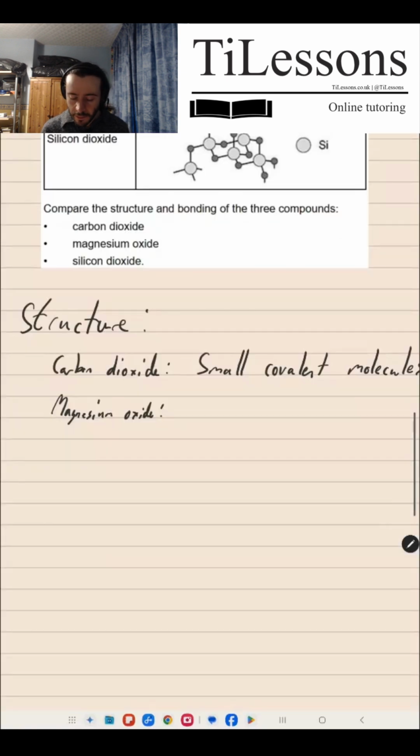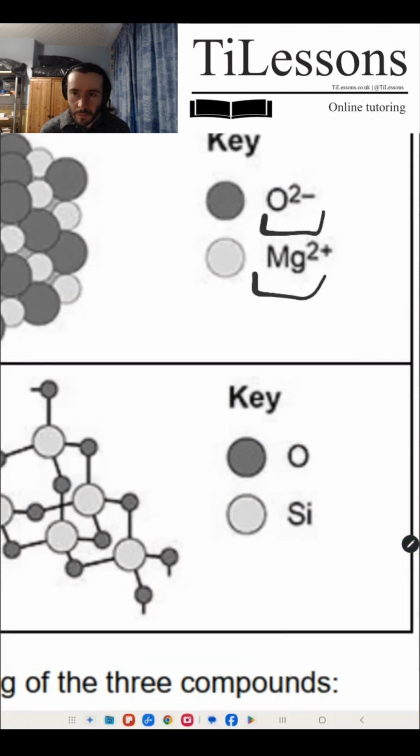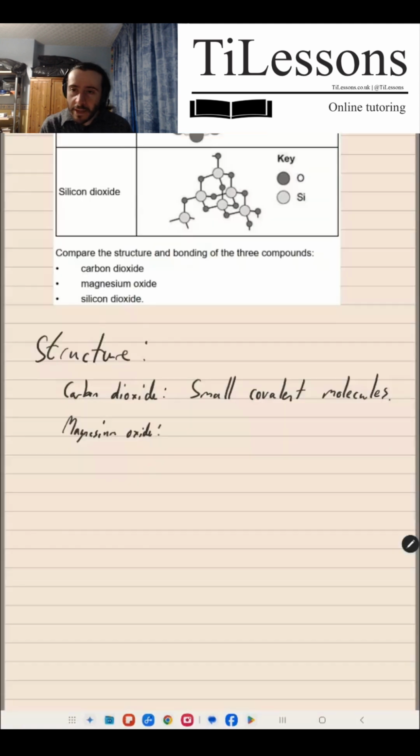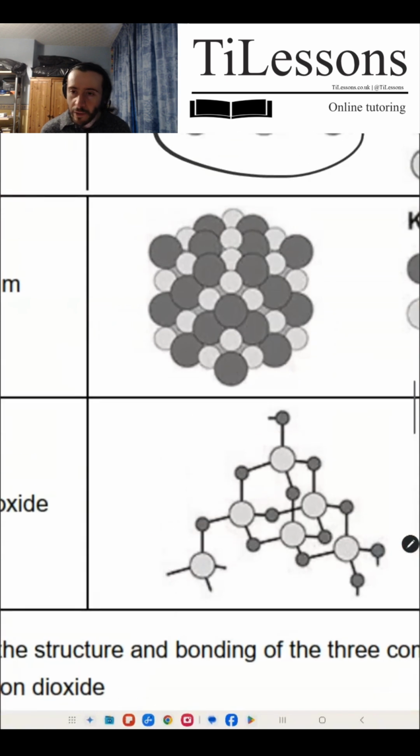Magnesium oxide is ionic, and for this one, think about the charges that we give these spheres. This shows us that it's a metal and a non-metal, which is ionic. Ionic bonds together make giant ionic lattices. So in all directions we have ionic bondings.